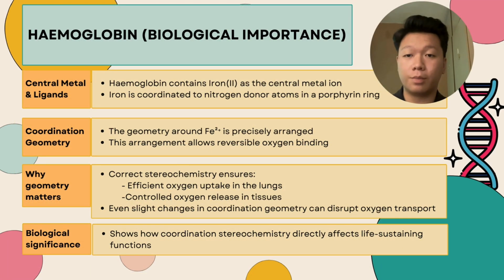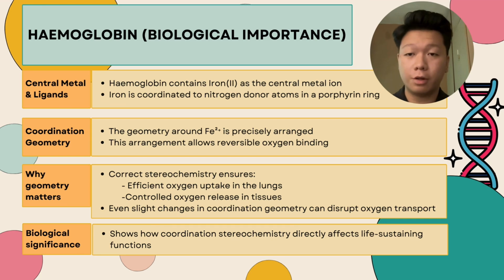Another powerful example of coordination chemistry in real life is hemoglobin. In hemoglobin, the central metal ion is iron(II). This iron is coordinated to nitrogen donor atoms within a porphyrin ring. The coordination geometry around the ion is extremely important. It allows hemoglobin to bind oxygen molecules reversibly, picking up oxygen in the lungs and releasing it in body tissues.